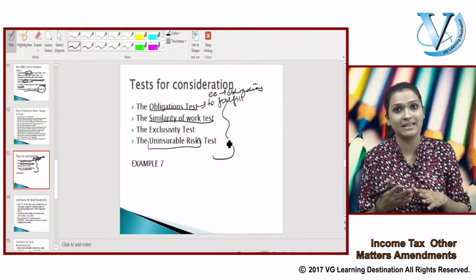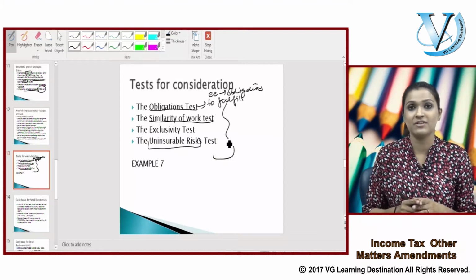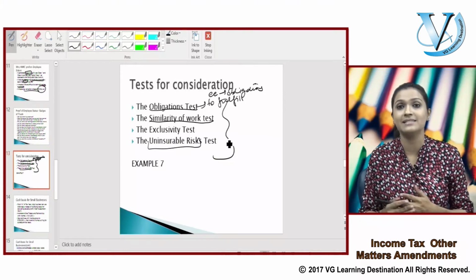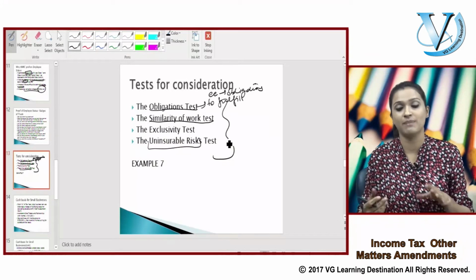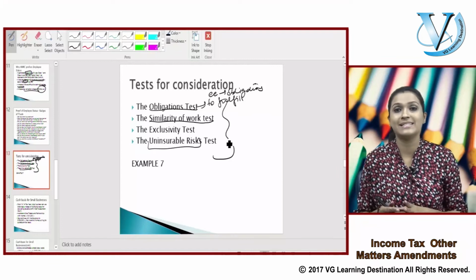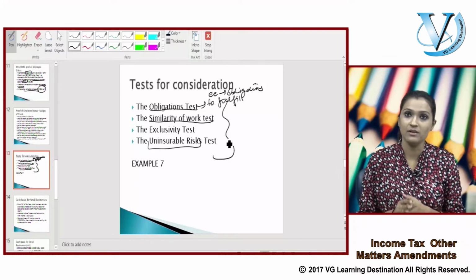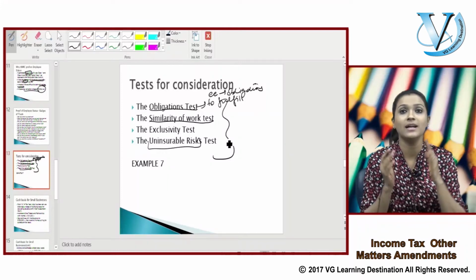Now let's understand this with the help of an example, so that we know how in the exam we need to study the facts of the case, filter out information based on the tests of consideration, and conclude what status the HMRC is going to conclude for a particular assessee for a particular tax year.